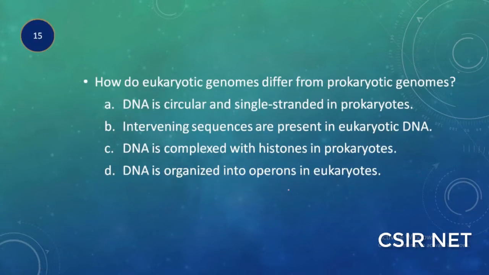Next question. How do eukaryotic genomes differ from prokaryotic genomes? In the first question, they asked about the common things. Now we have to find the difference between the prokaryote and eukaryote genome. These are the options. A. DNA is circular and single-stranded in prokaryotes. B. Intervening sequences are present in eukaryotic DNA. C. DNA is complexed with histone in prokaryotes. D. DNA is organized into operons in eukaryotes. Your time starts now.